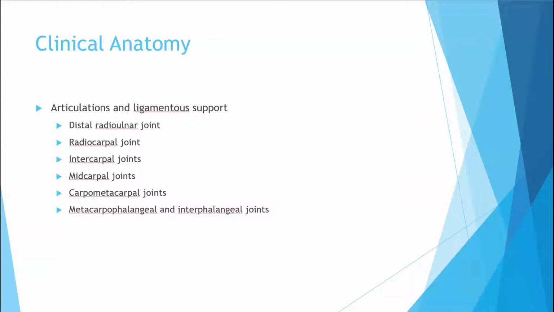Okay, articulations and where the ligaments attach. With this, we're looking specifically at the distal radial ulnar joint. That's the very end of the radius and the ulna, and right there you can pronate and supinate. Then on the radial side, where the radius connects to those carpal bones, you've got the radiocarpal joint. In between each of those carpal bones, you have intercarpal joints. And between the carpals and the metacarpals, you have the midcarpal joints.